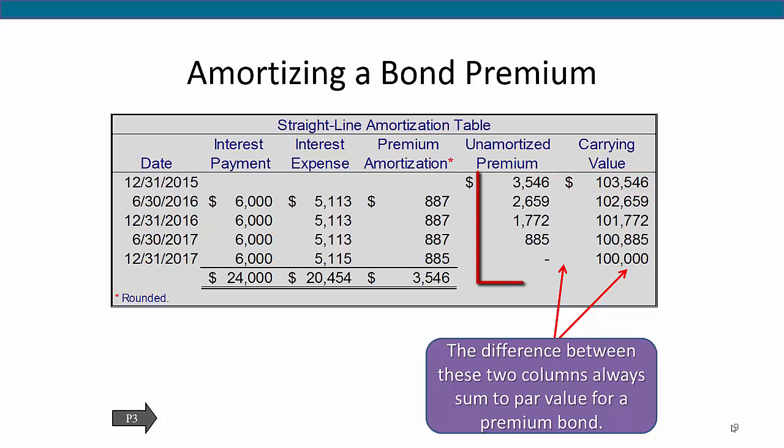During the bond's life, the unamortized premium decreases each period by the $887 amortization, and the carrying value decreases each period by the same $887. At maturity, the unamortized premium equals 0, and the carrying value equals the $100,000 par value that the issuer pays the holder. So take a break, and when you come back, we'll learn how to retire or pay off bonds.